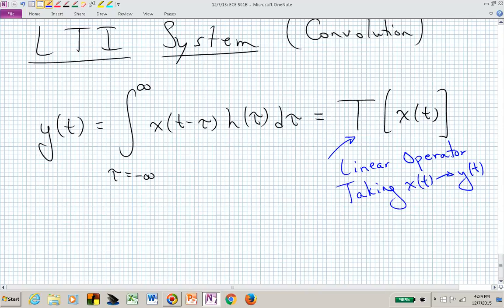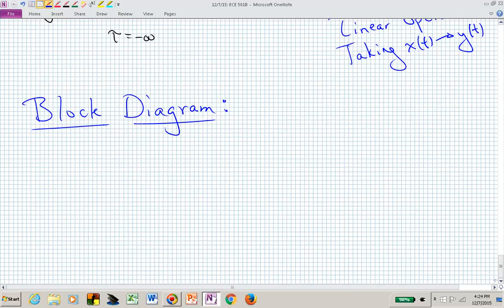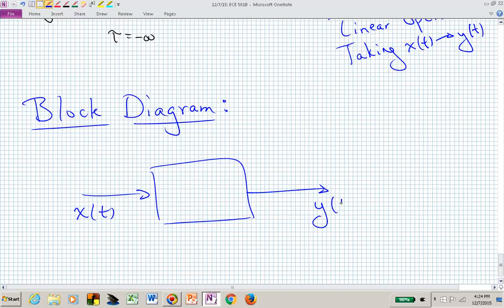And you could make the connection maybe with what you've already learned in previous classes relative to this convolution operation. You might think of this as a way of relating an input signal x of t to an output signal y of t through this impulse response function associated with some system, h of t.